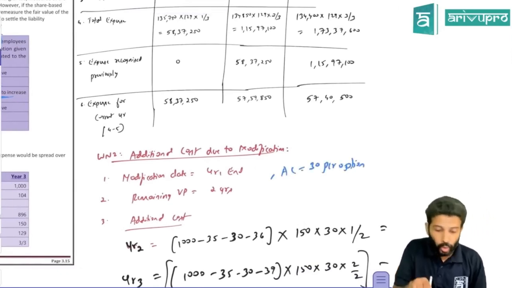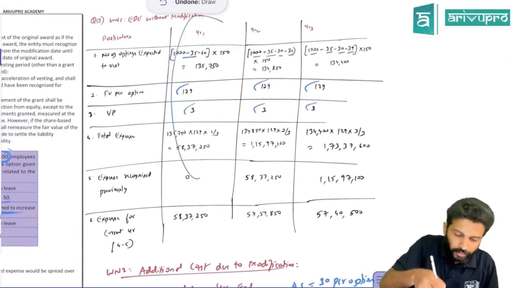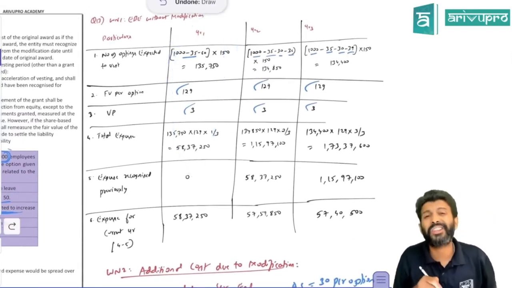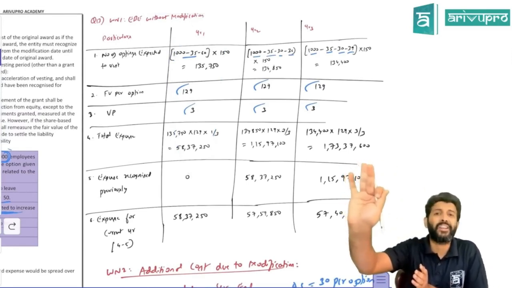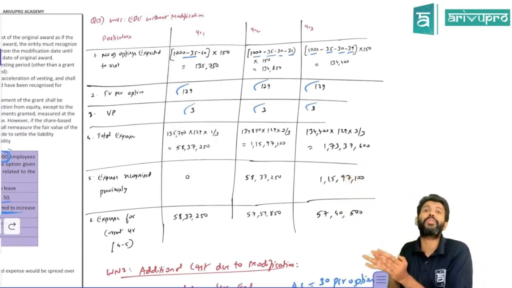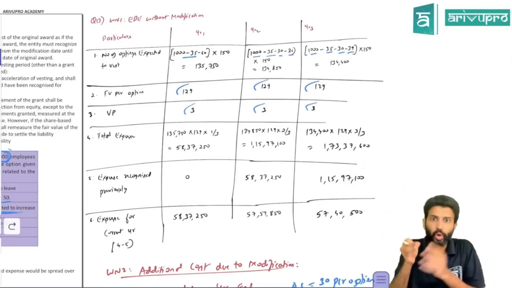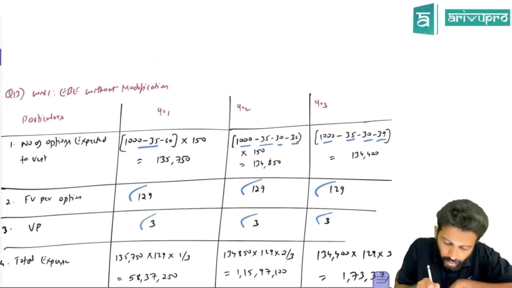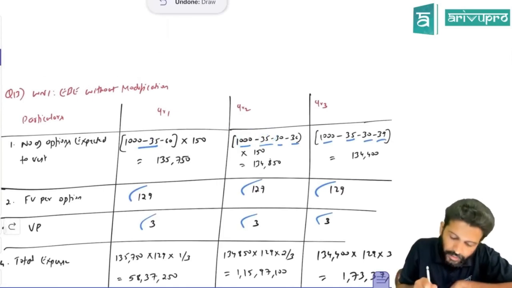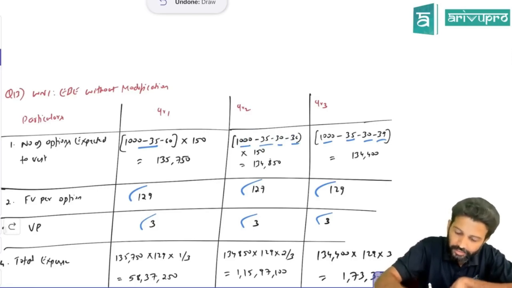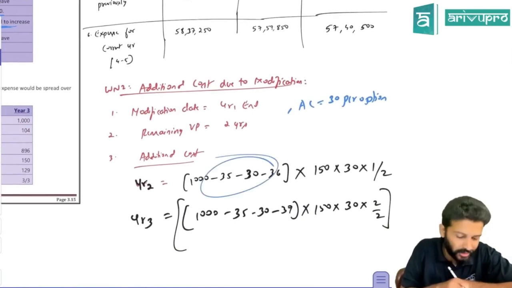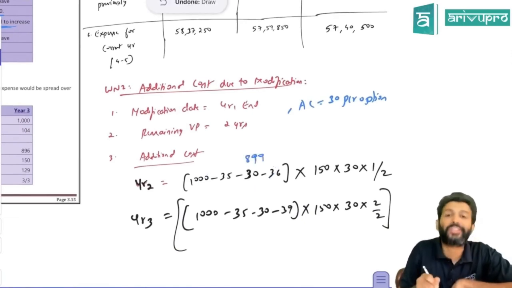Now don't take year 1 data. Though you might have done modification in year 1, are you booking that additional cost expenditure in year 1? No. You will book this additional expenditure only by the end of year 2. By the end of year 2, you know some more information: out of 1000, 35 employees have already left, 30 employees have already left, and 36 are expected to leave. So 1000 minus 35 minus 30 minus 36 gives 899 employees. So you have to take this 899 employees expected to stay.